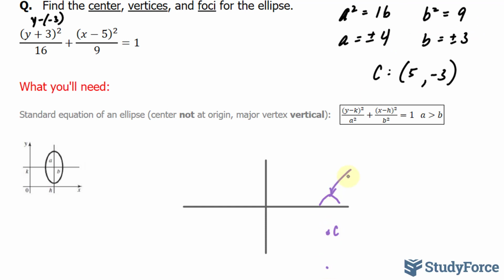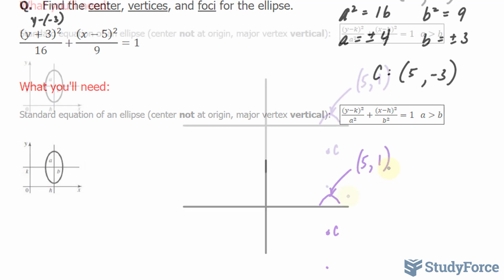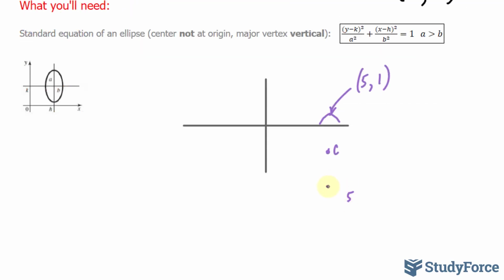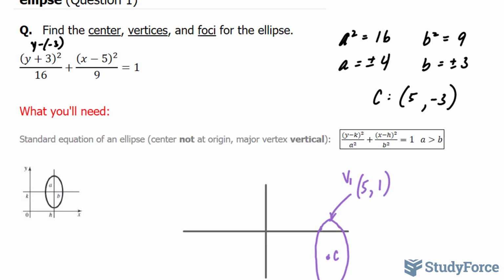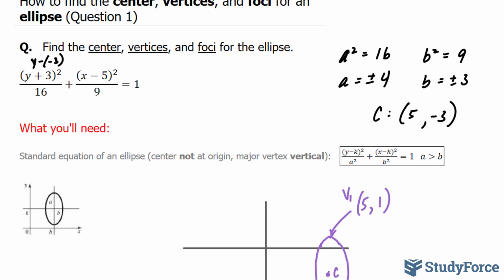So the vertices will have the same x-coordinate as the center. That's 5. And the y-coordinate will be plus 1. And for this point, we'll have minus 7. So this point is one vertex, and this point is the other. Now we're also being asked to find the foci. So we just found the vertices, we found the center.